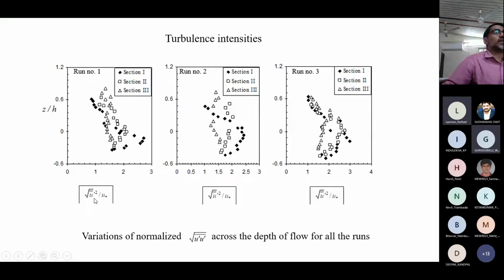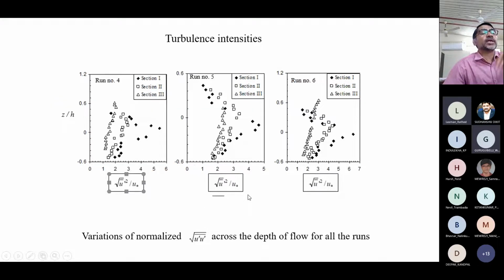So this is normalized, or we can say a dimensionless value, obtained by dividing by the shear velocity, which we discussed yesterday. So that is there, and this is for 3 runs, and similarly you can see it for 3 more runs. You can again see this in runs number 4, 5 and 6. So this is going like this.